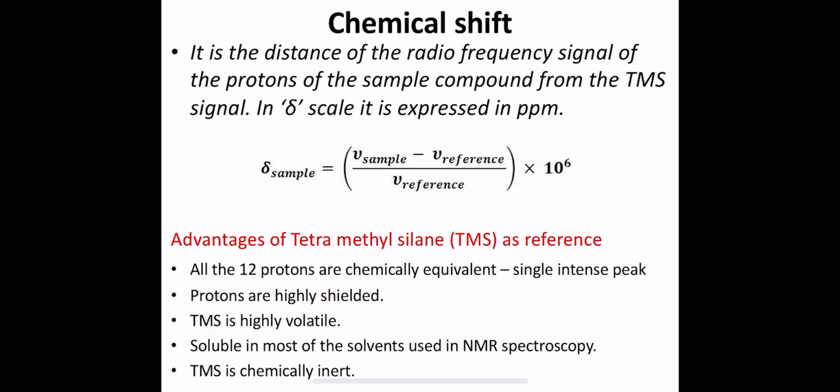And next, TMS is highly volatile, hence it can be easily separated. Highly volatile means it will evaporate easily. TMS will evaporate if we take it in a beaker and keep it outside on the table itself. Within 2 to 3 minutes all the chemical will evaporate. So it is highly volatile and hence it can be easily separated from the sample compound just by evaporation. And TMS is soluble in most of the solvents used in NMR spectroscopy, and it is chemically inert. Okay, so these are the advantages of using tetramethylsilane as a reference.